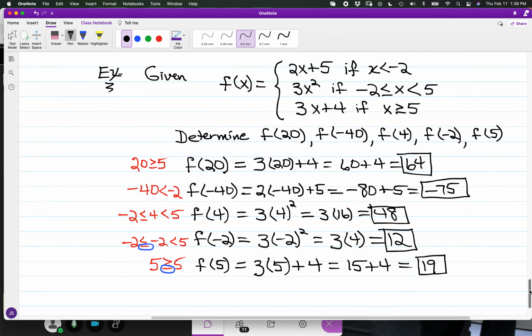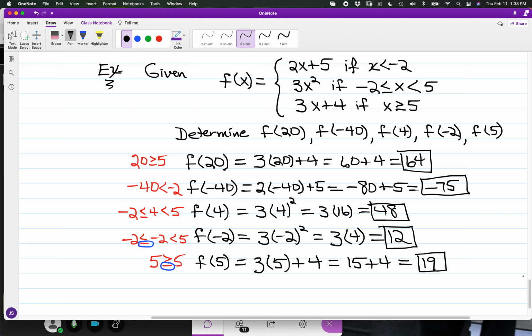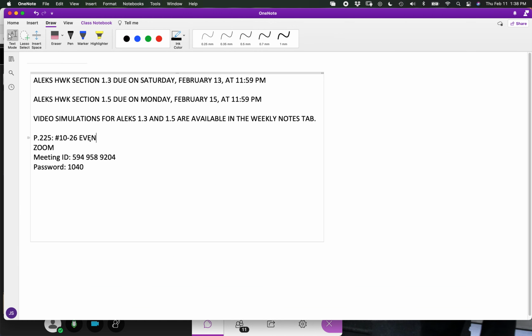There is a little part with average rate of change, but I'm just going to hold off on that until next week. And now, for practice, we have numbers 10 through 26 even on page 225.